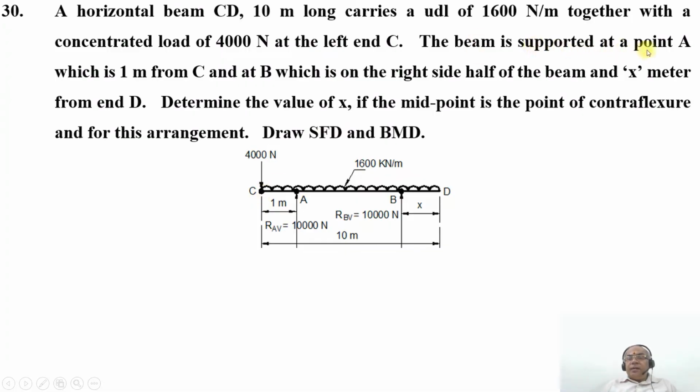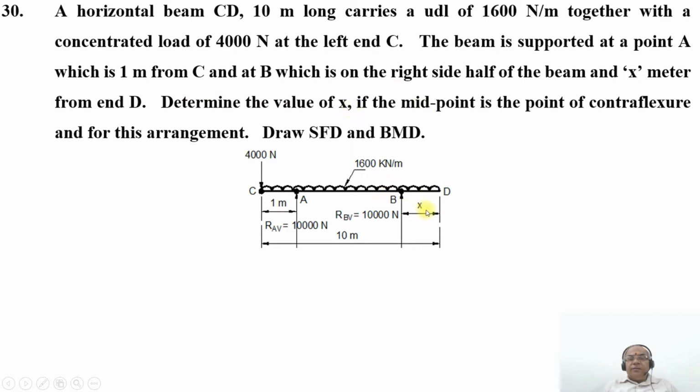The beam is supported at a point A, which is 1 meter from C. And at B, which is on the right half of the beam, 5 meters from the midpoint of the beam and X meters from end D. Determine the value of X.